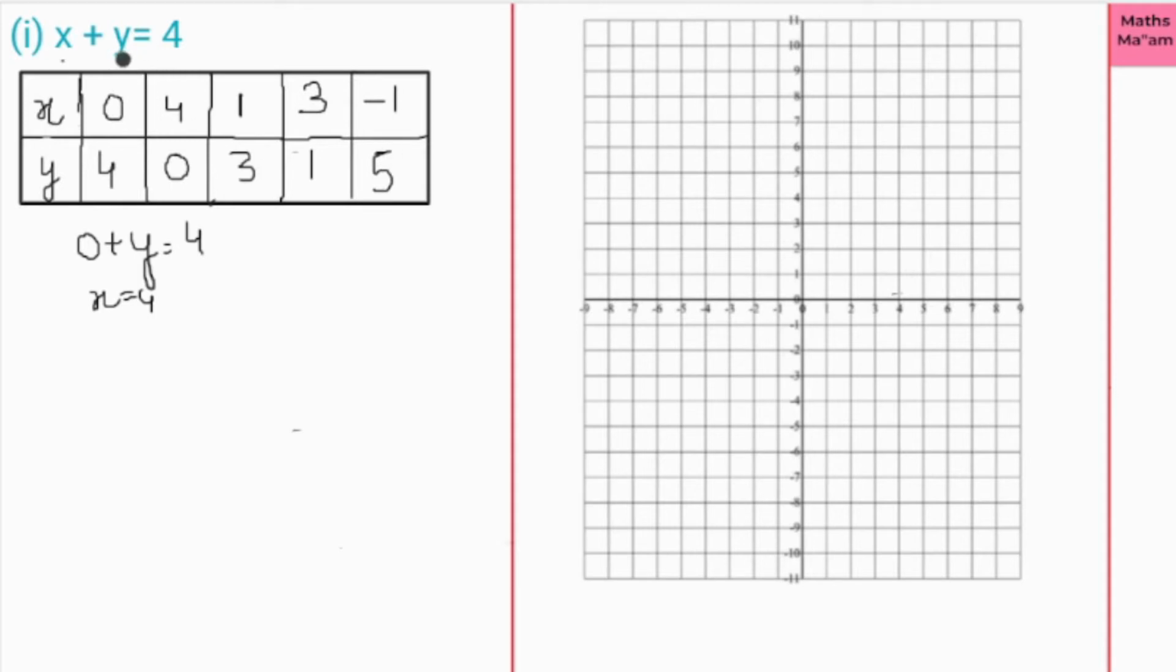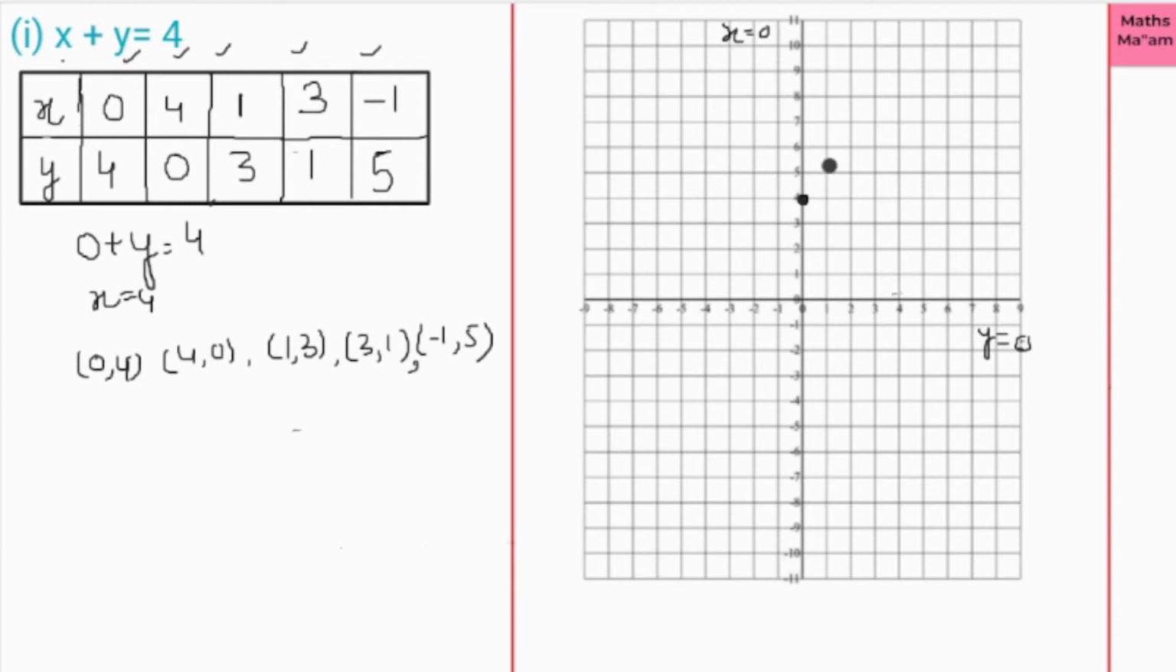So now we have 5 points, 1, 2, 3, 4 and 5. Now we have to plot these 5 points on the graph paper: (0, 4), (4, 0), (1, 3), (3, 1) and (minus 1, 5). 0 is x value, 4 is y value. 4 is x value, y value is 0, like this. So first of all (0, 4). Where will be (0, 4)? (0, 4) means x is 0 but y is 4. So we know that on the y-axis the value of x is 0, and on the x-axis the y value is 0 always, right?